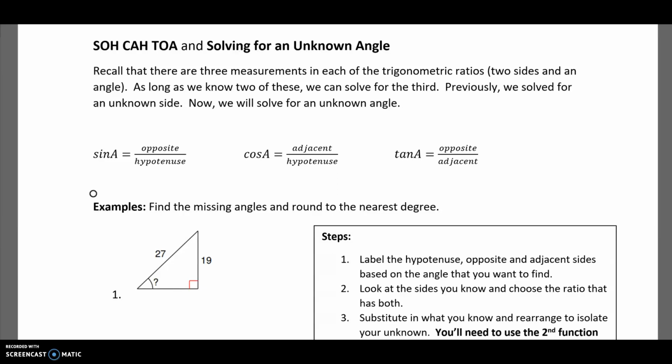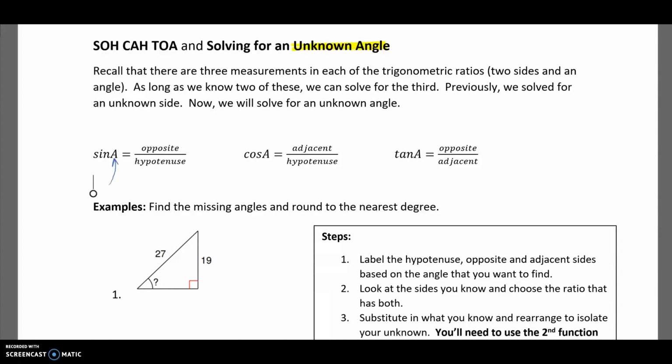In the previous video, we looked at using the trig ratios, sine, cosine, and tangent, to solve right triangles for an unknown side. Now we'll look at how to use them when we want to solve for an unknown angle. The general steps are the same, but there is one new button and function we need to know in order to calculate the angle.